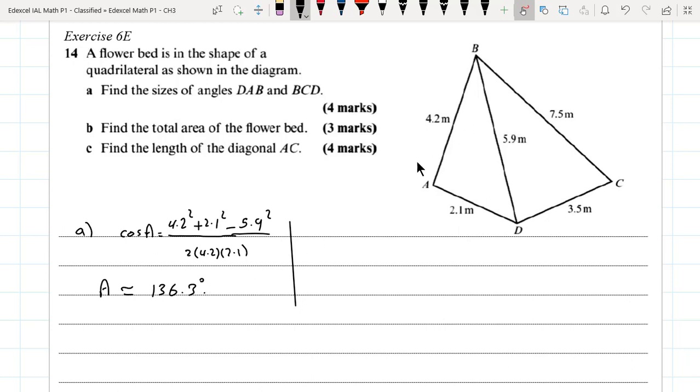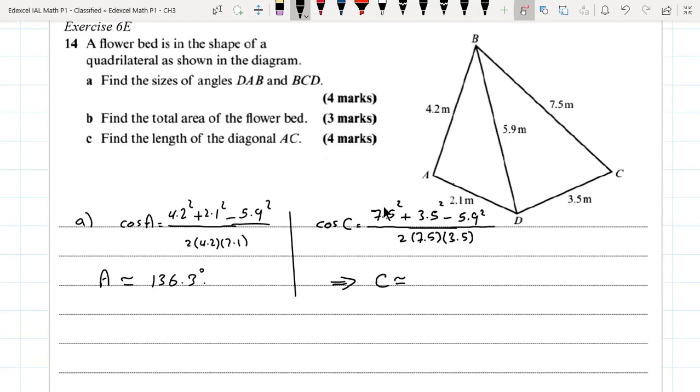For the second triangle, we can apply the same rule with the angle C. So cosine C will be equal 7.5 squared plus 3.5 squared minus 5.9 squared divided by 2 times 7.5 times 3.5 and by using our calculator.